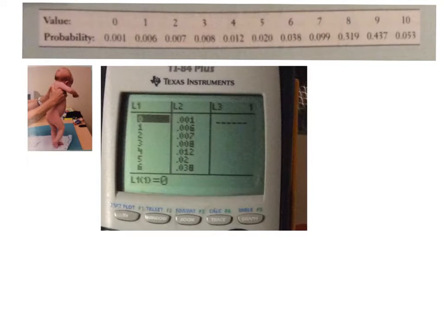I went ahead and put the scores in list 1 and then the probabilities in list 2. You can't see all of them on the screen, but I did 1 through 10 and put all those probabilities in there. Remember, you press stat and then calculate, and it's one variable statistics, and you should see the average and the standard deviation. But we have to be careful. There's one additional thing here.